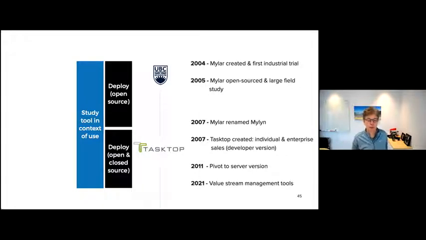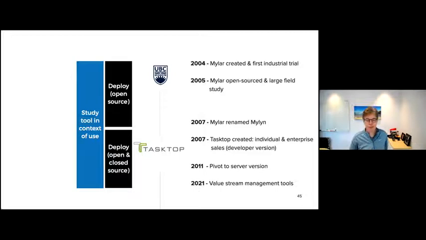Most of the Tasktop tools are now predominantly closed source, relying on a supply chain of open source tools. And so it never really goes away, right? This need to study tools in the context of their use does not go away. It's interesting that most commercial organizations just understand that, right? Microsoft has understood this for a long time. IBM has understood this for a long time, et cetera, et cetera. And yet in research, we kind of just don't do that piece of it.